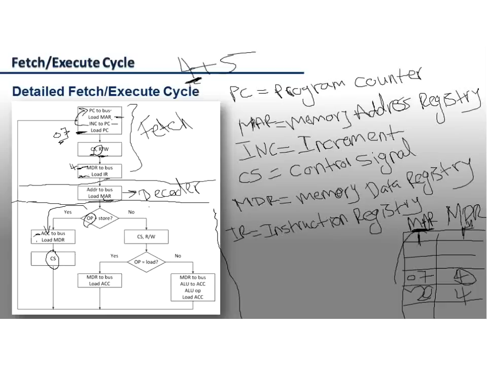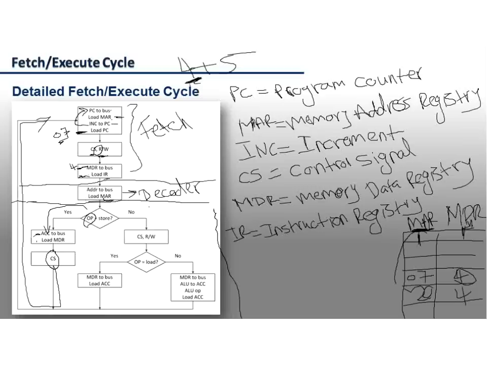Now, you tell me the control signal. By the way, my pen stopped working now. Okay, you tell me the CS. What will the CS do now? Yes, it will write. It will write this data to the memory, and then we will go to the next instruction.